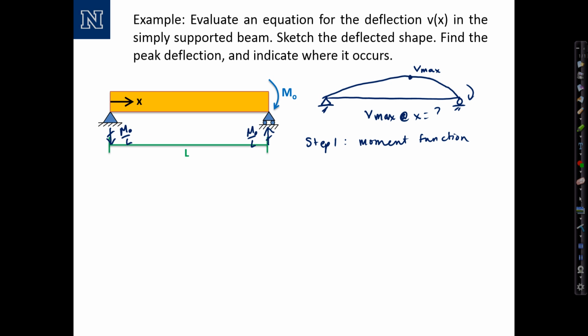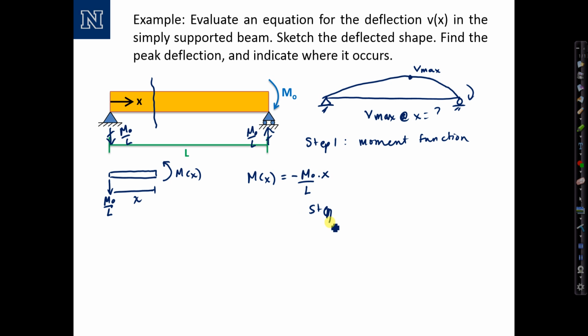So the next step to evaluate the moment function, we'll make a cut somewhere in the beam. We'll draw a free body diagram of the beam to the left of the cut. We'll add in the reactions and loads. All we have here is a reaction of M0 over L. The distance to the cut is x. Then we have our moment function, M of x. Summing the moments at x, we get M of x plus M0 over L times x equals 0. I'll flip the sign: M of x equals M0 over L times the distance x, and that's it. That's our moment function.